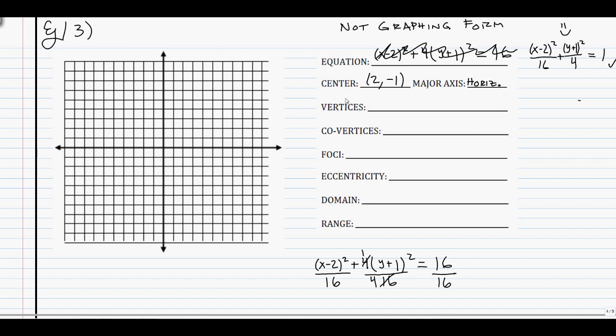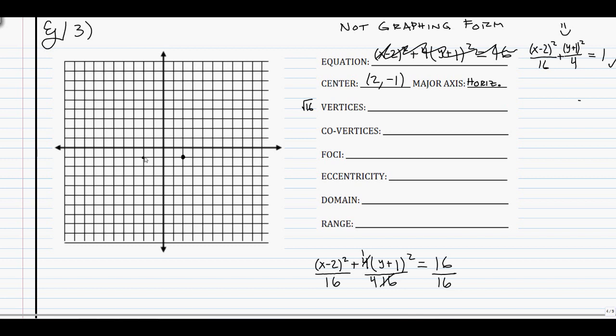Okay, so first let's plot the center. So (2, -1). That's right about here. No, that's not right about there. It's right there. Now I need my vertices and covertices. Well, the vertices come from the major axis. Major axis is the x direction, so I need to think in terms of square root of 16 and then count that out in both directions.